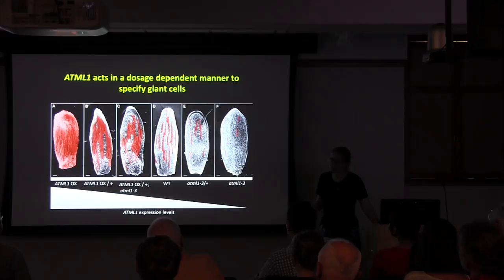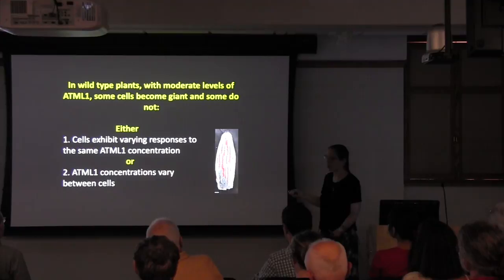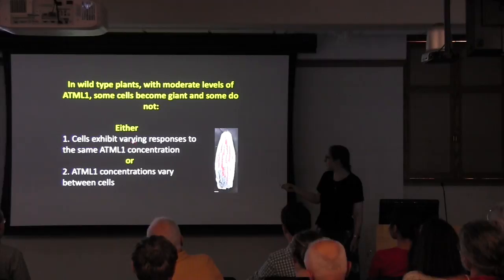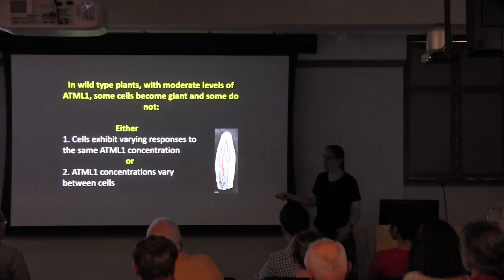But this raises a question. In wild type, where we've got some cells becoming giant and some cells not becoming giant, they all have the same dosage of ATML1. These are wild-type plants. They've got two copies of the ATML1 gene. So there's a couple of possibilities here. Either the cells exhibit varying responses to the same ATML1 concentration, or ATML1 concentrations vary between cells.